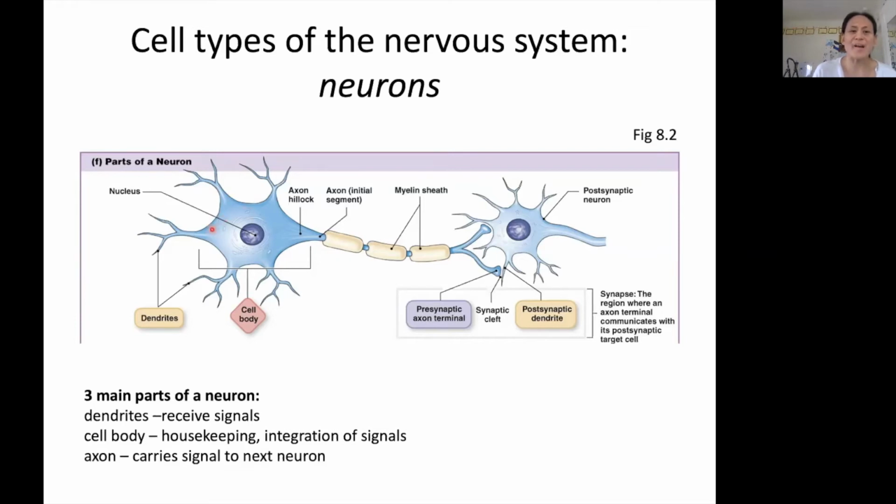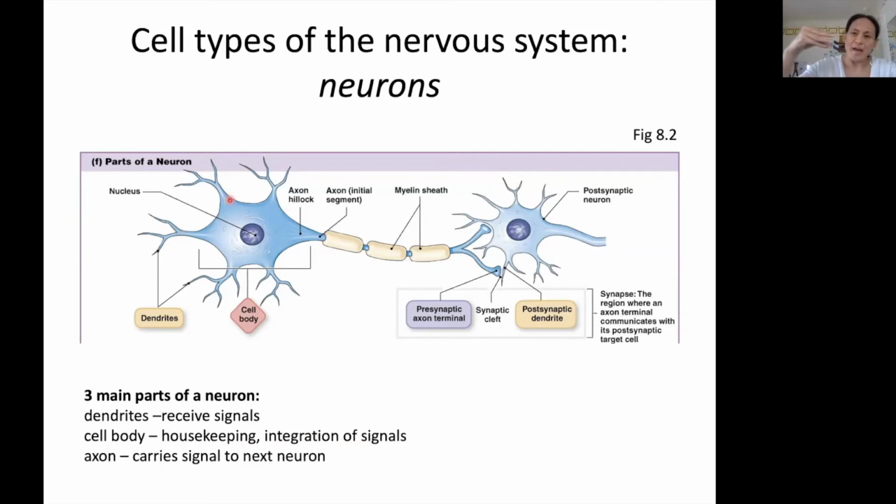I think of the cell body as the part of the neuron that's like other cells. It's the normal cell part where regular cell stuff happens. So the nucleus can be found in the cell body. Protein synthesis is found here. Most of the organelles are found here, and so on. So it's doing the housekeeping. And as we'll talk about later, it's also going to integrate some signals.